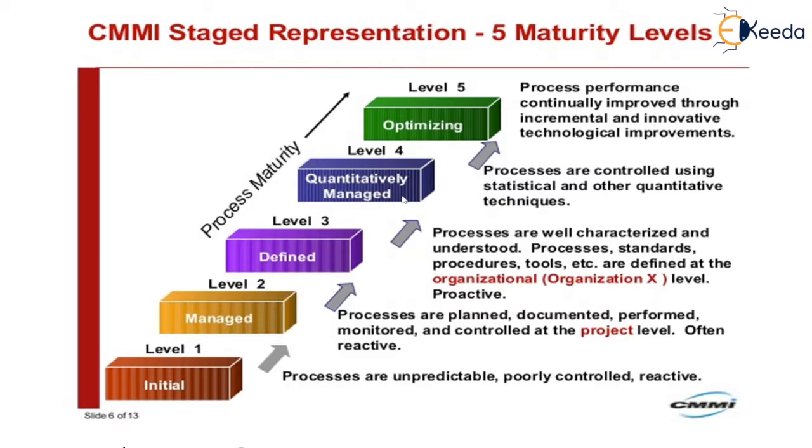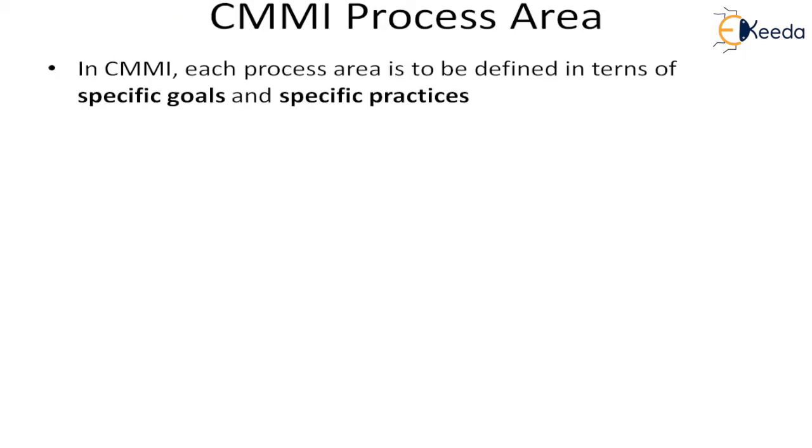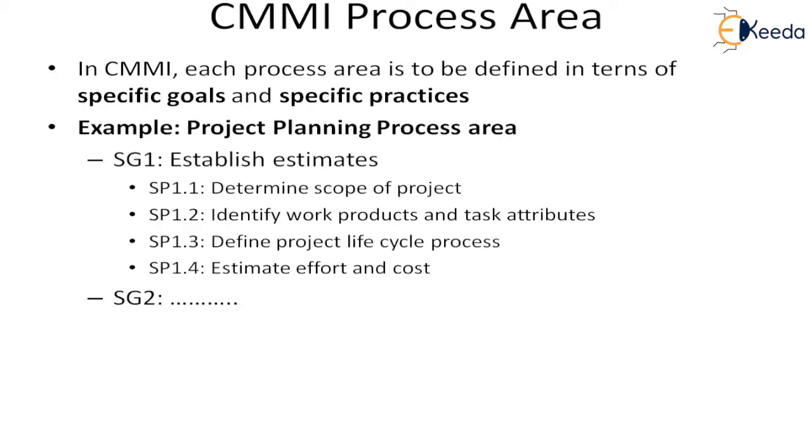In this quantitatively managed level, we have seen that processes are controlled using statistics and other quantitative techniques. Metrics are one of the major measurements, and metrics are one of the major areas. In level 3, these are not only understood. In level 2, it is planned and documented for a particular project, but here it is standardized at the organization level.